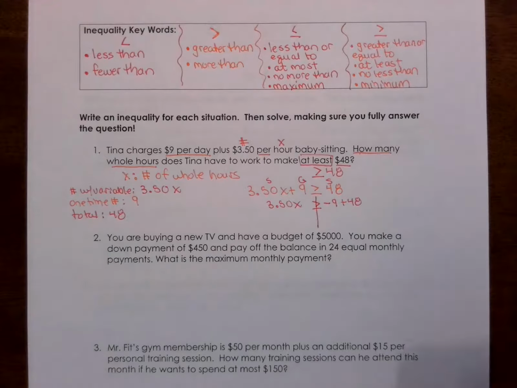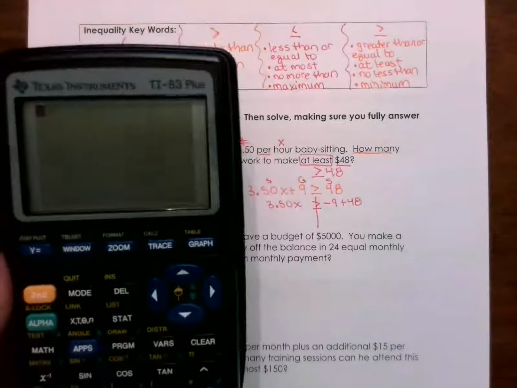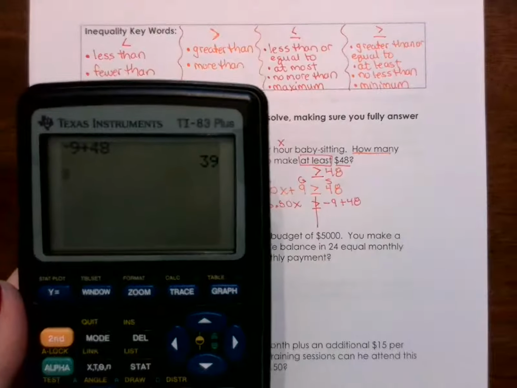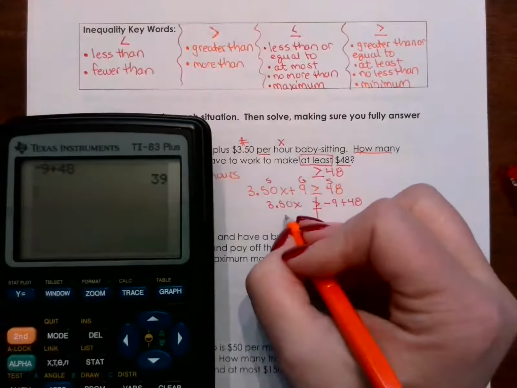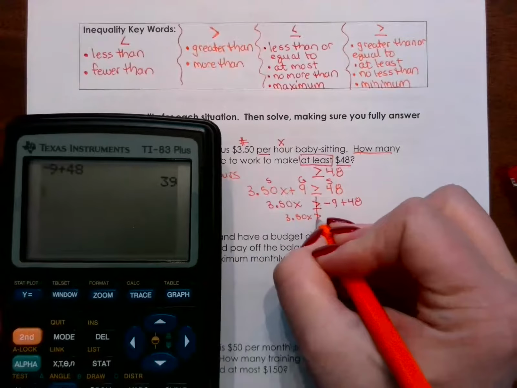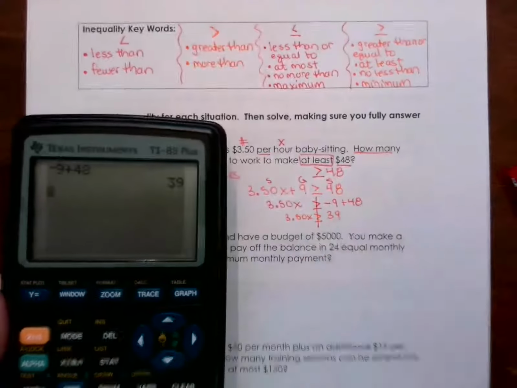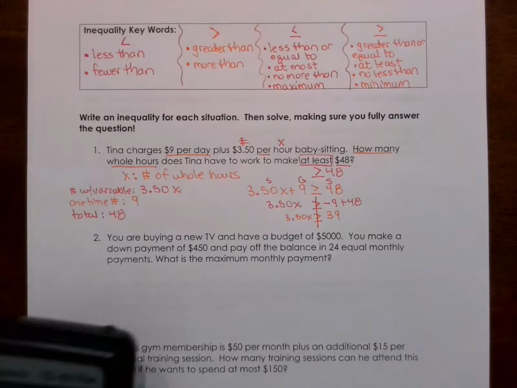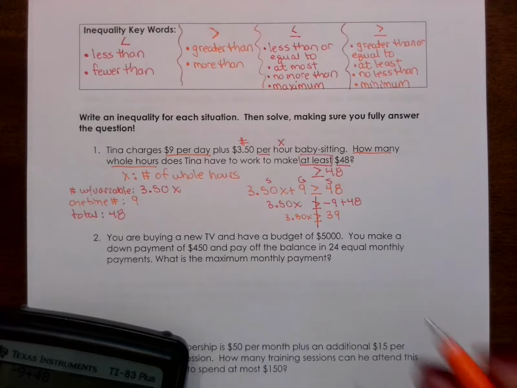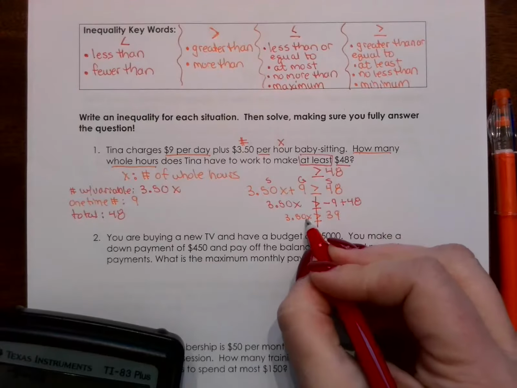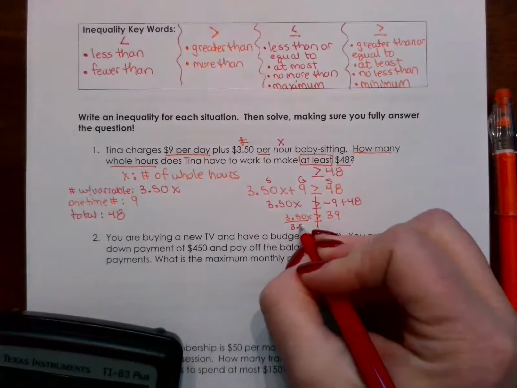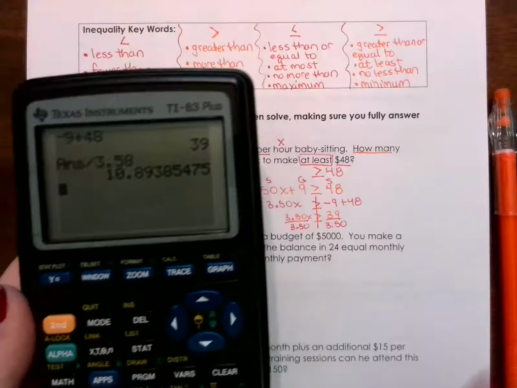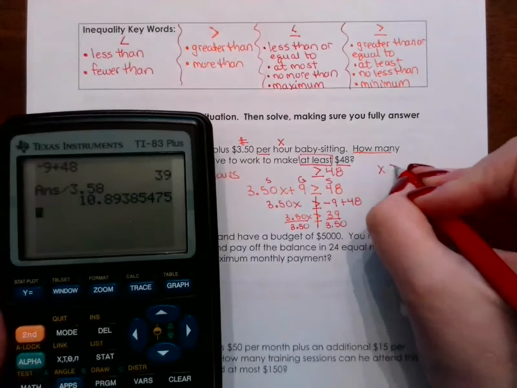When I get on my calculator here, I've got negative 9 plus 48, and that equals 39. So 3.50x must be greater than or equal to 39. I'm doing inequalities. So I'm going to look at that number with the variable, and I see that 3.50 is positive, so I will not be flipping the sign. 3.50 times x, so I'm going to divide both sides by 3.50.